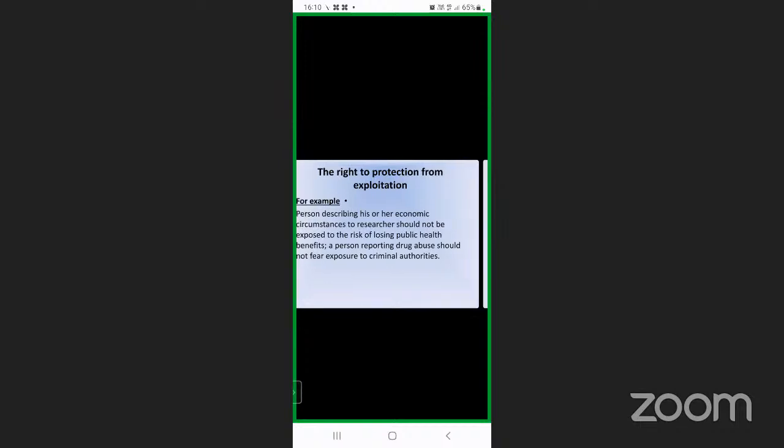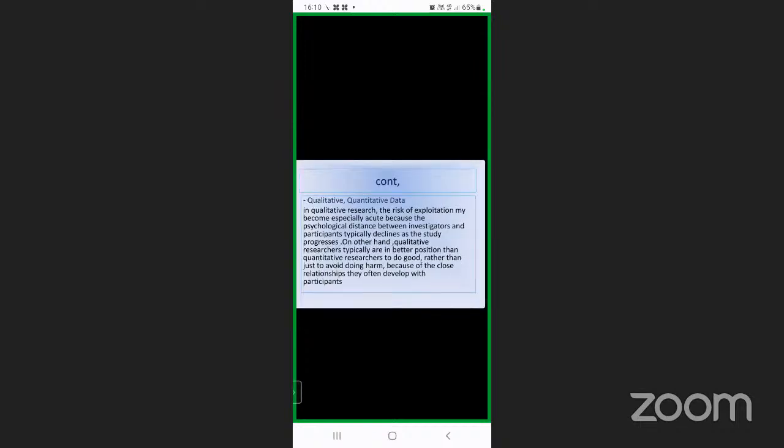Okay, so here, if we look at qualitative and quantitative data. What is qualitative research? It should have quality. The risk of exploitation may become especially acute because the psychological distance between the investigator and the participant typically declines as the study progresses. On the other hand, qualitative research is in a better position than quantitative research to do good rather than just to avoid doing harm.